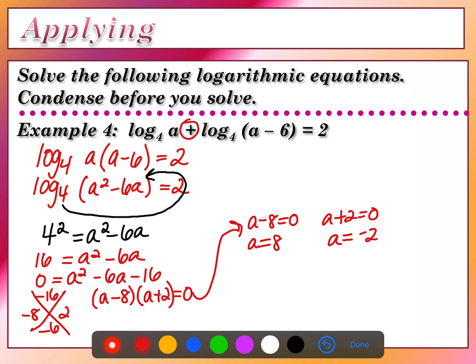All right, so I have two answers, but you need to check them. Okay, you're plugging them back in. If I plug in 8, I get log base 4 of 8, log base 4 of 8 minus 6, which is positive 2. Okay, so 8 works. If I plug in negative 2, I get log base 4 of negative 2. I cannot do that. The argument cannot be negative or 0. So negative 2 is not a viable answer. Okay, I still have 8, so that's perfectly fine. If I lost all of my answers, I would say no solution.